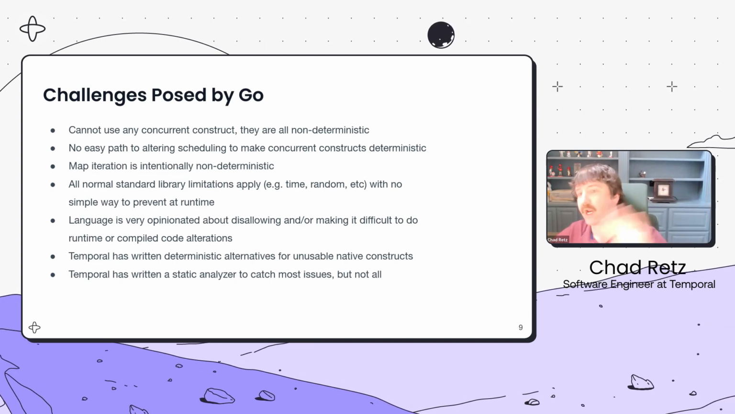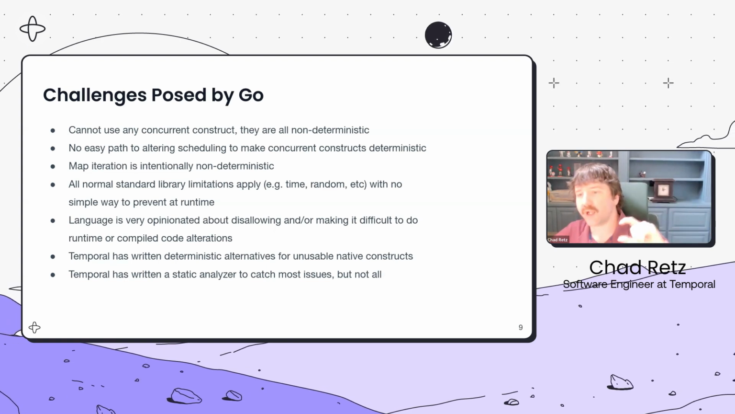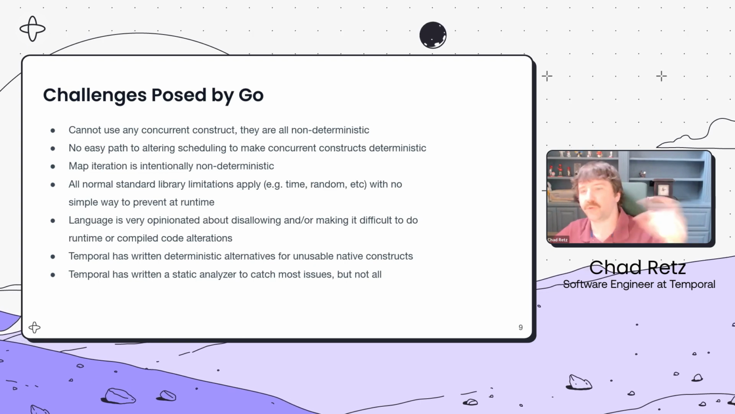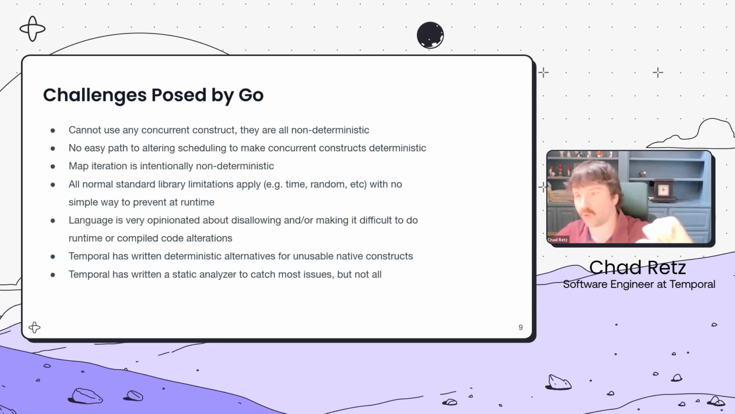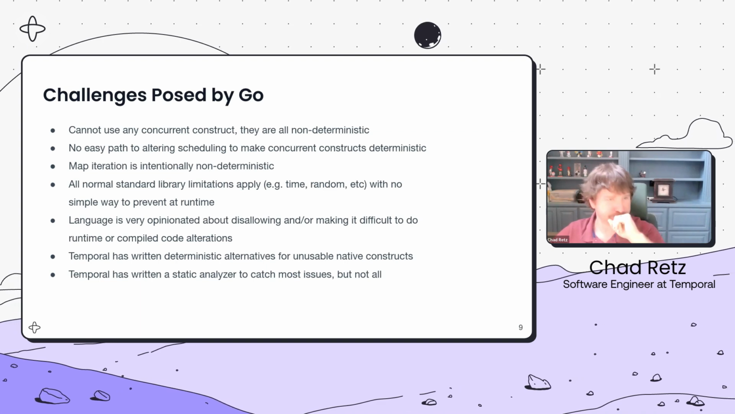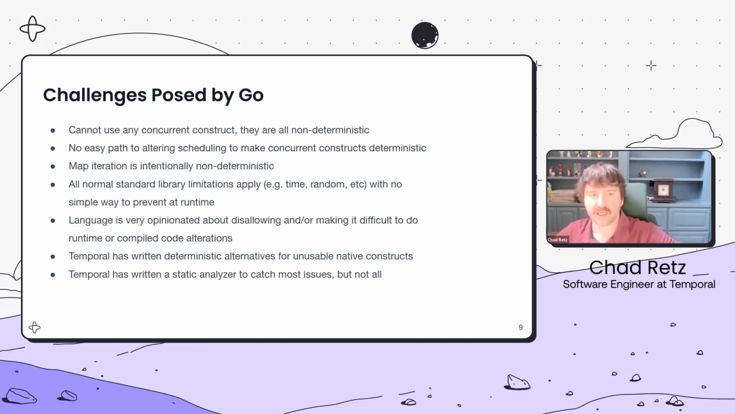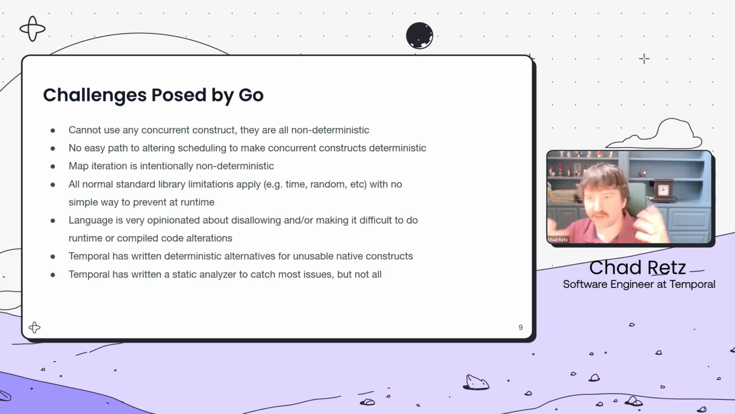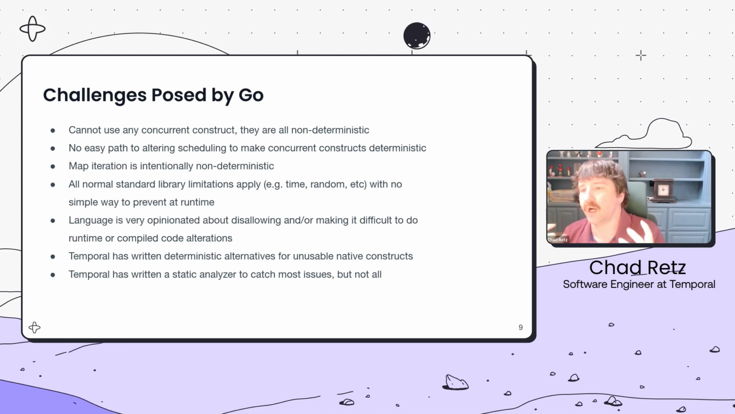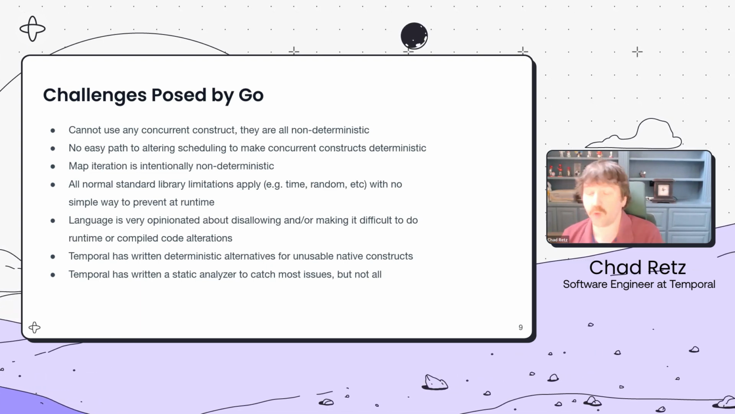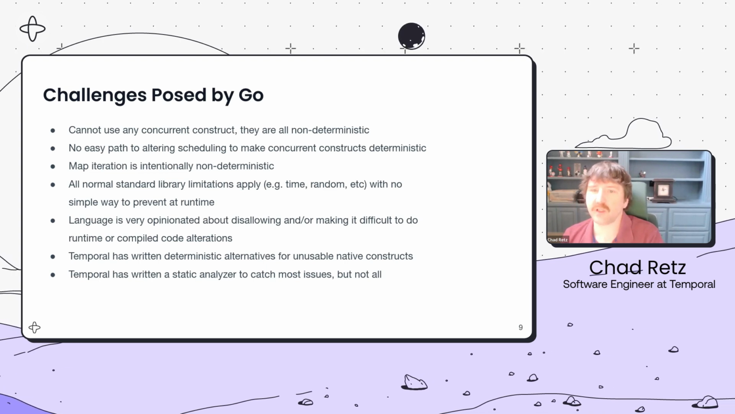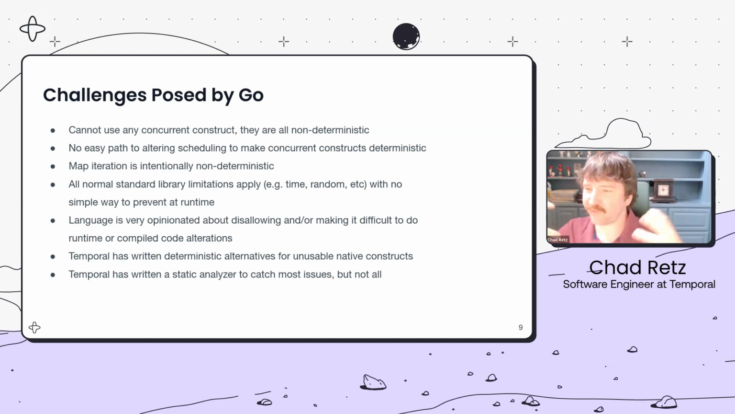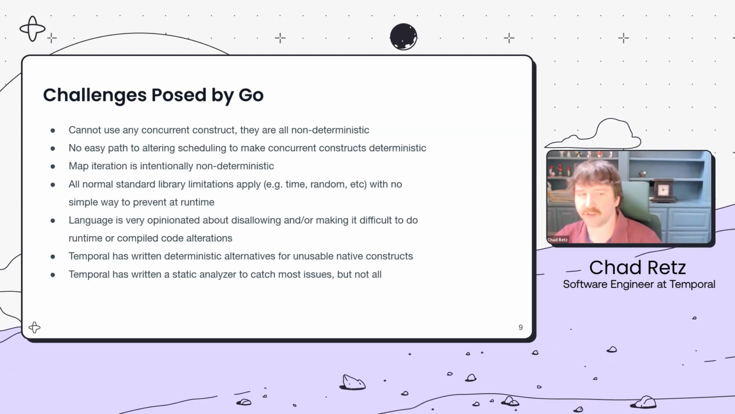Map iteration cannot be done, or it should not be done. Ranging over a map in Go is not only non-deterministic, it's inherently so, much so that the Go authors put in randomization so that you wouldn't rely on the order of iteration of a map. And then, of course, the standard library stuff: can't do time, can't do unseeded random, things like that. And the way that Go works, we can't really do much to the language at runtime, or really at compile time. It's very inflexible. It does this on purpose. It likes to be opinionated, which is why a lot of people like Go, but it's hard for us to sandbox it and prevent certain things at runtime.